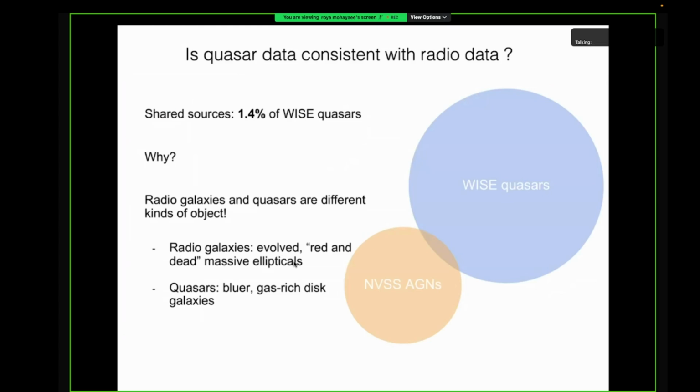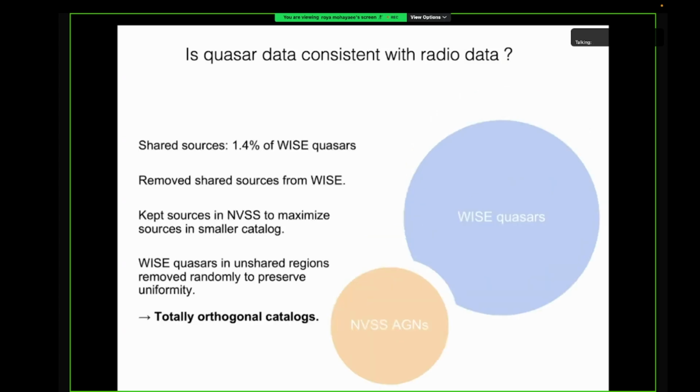Radio galaxies are evolved, red, dead, massive ellipticals. Quasars are different, basically gas-rich disk galaxies. And these sources that we had in NVSS and the quasars from WISE data have very little overlap, really tiny, only 1%. And even that 1% we removed because we wanted completely independent catalogs. Different systematics, different sources, different observational strategies, different scanning patterns, everything different: two independent data sets.